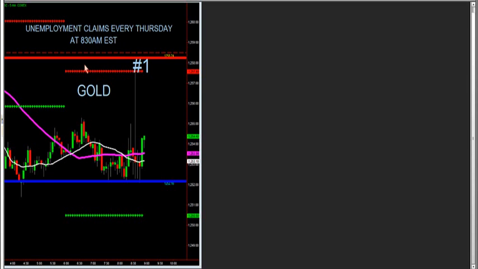Let's go over gold again. Unemployment claims come out every Thursday at 8:30 Eastern Standard Time. They directly affect gold. Just like every Wednesday at 10:30 Eastern Standard Time, unless there's a holiday, then it'll be Thursday, for crude. Those affect crude oil. Wednesdays at 10:30 is crude, and every Thursday at 8:30 is gold.